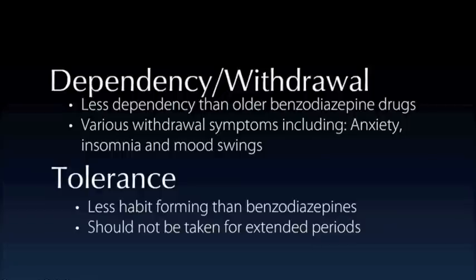Overuse is possible, and withdrawal may result if drug use stops abruptly. Users may experience typical withdrawal symptoms such as anxiety, irritability, insomnia, and mood swings. Overall, Z drugs may be less habit-forming and addictive, but should only be taken on an as-needed basis. Examples from this group that are available today in North America include Ambien, Sonata, and Lunesta.